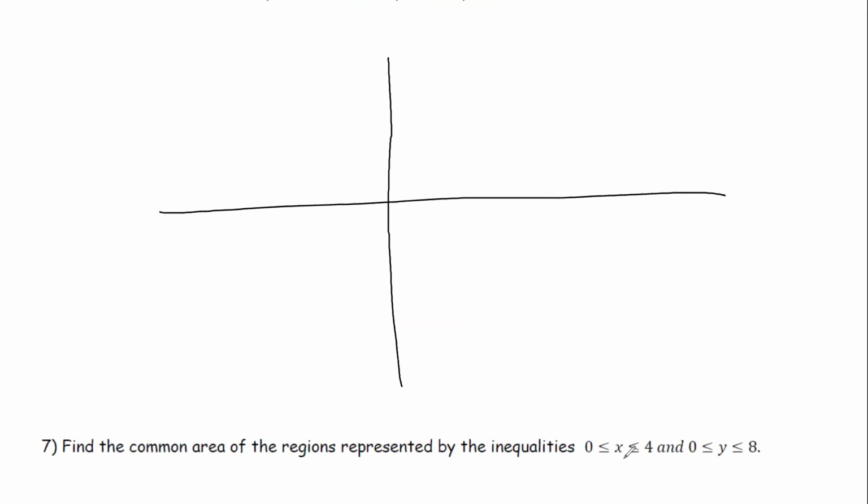Find the common area of the regions represented by the inequalities. Okay, so again, draw your y and x axis. And remember, the equation of the y axis is x equal to 0. The equation of the x axis is y equal to 0. So when I say x is between 0 and 4, that means 0 is out here, 4 is out here. That means you have, I'll draw it in red.